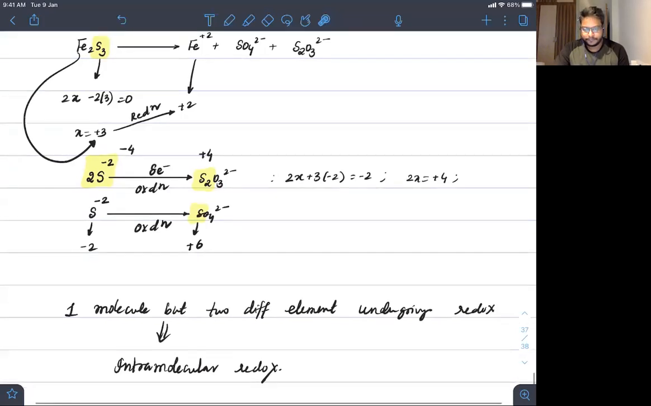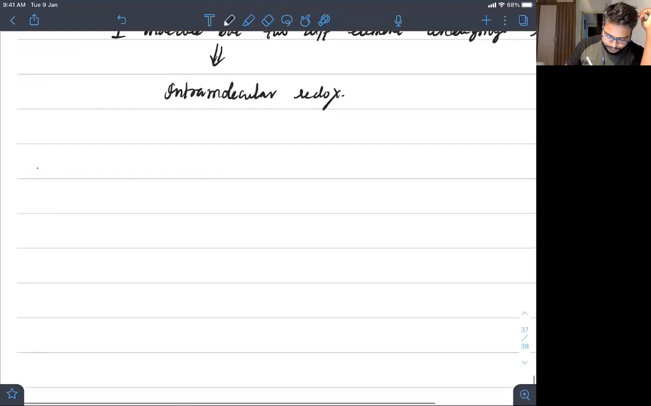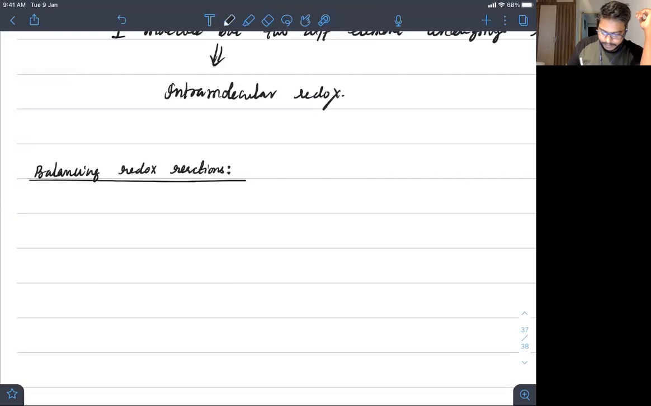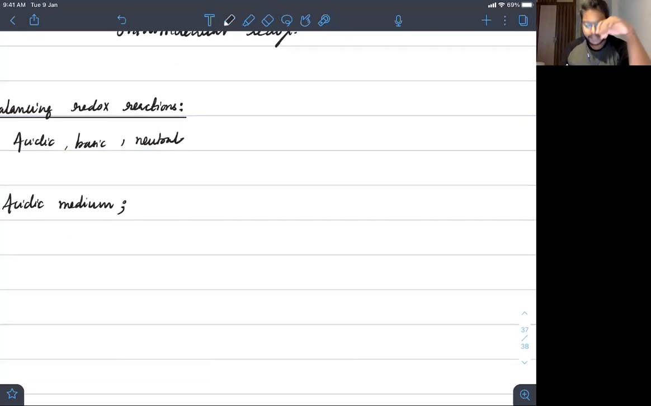Finished? So now give the heading as balancing redox reactions. Balancing redox reactions happens in three mediums: acidic, basic, and neutral. So first we'll discuss the acidic medium. In acidic medium, how do we balance the redox reaction? That's what we will see. I'll take an example.